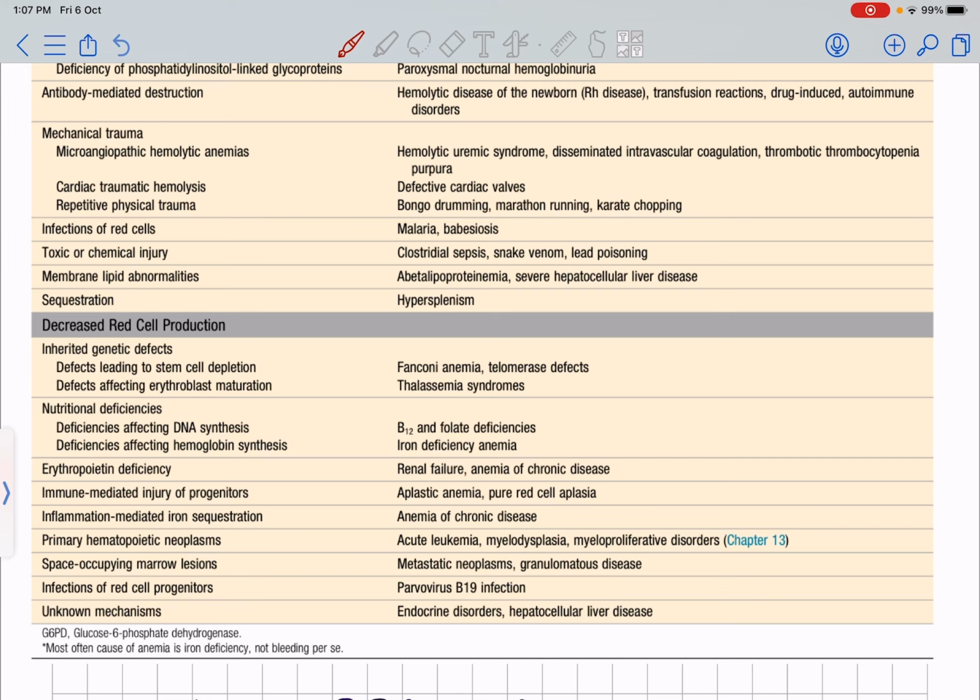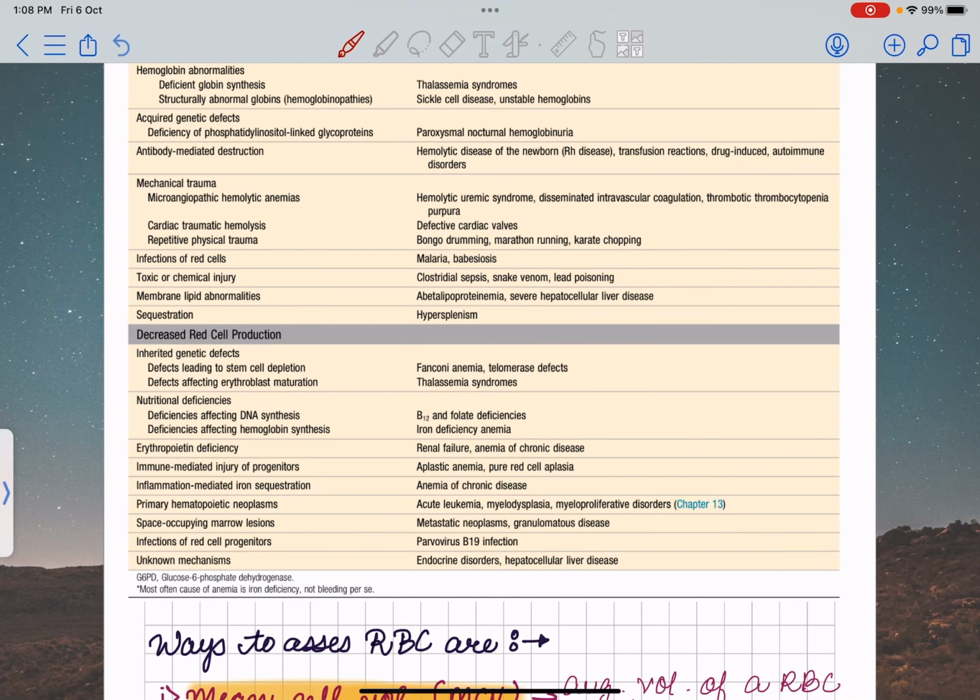In case of parvovirus B19 infection, a normal person usually recovers quickly and there is not much problem, but in an anemic person, who is already having anemia, it can lead to even severe anemia. Unknown mechanisms would include endocrine disorder, hepatocellular liver disorders, etc.